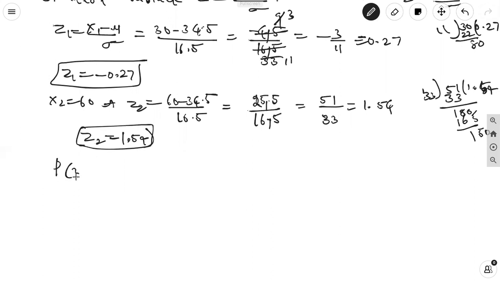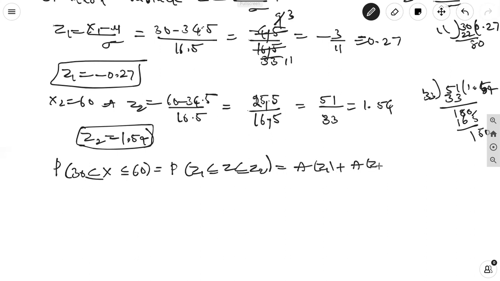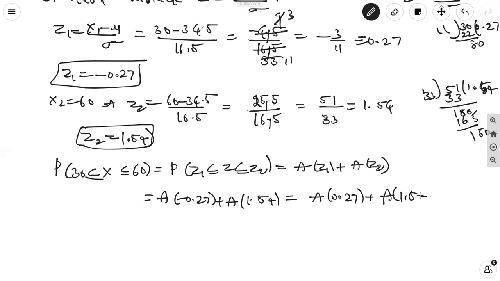Next, the probability of 30 less than x less than, in between meaning less than or equal to, 60 is equal to probability of z1 less than or equal to z less than or equal to z2, which is equal to area of z1 plus area of z2. Here the negative sign is negligible for the area, so that is area of minus 0.27 plus area of 1.54, which is equal to area of 0.27 plus area of 1.54.